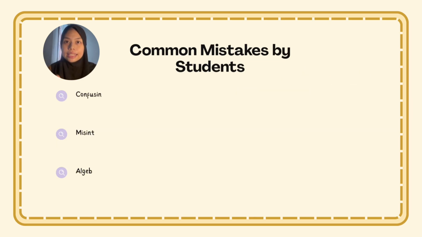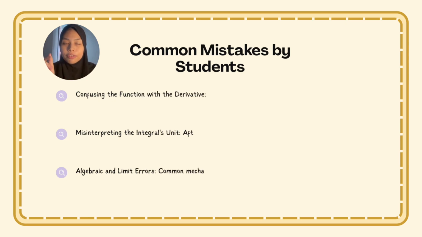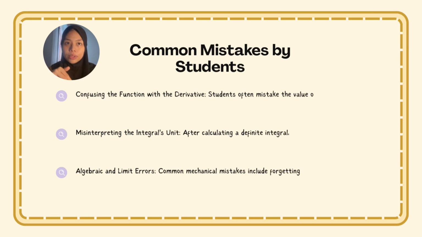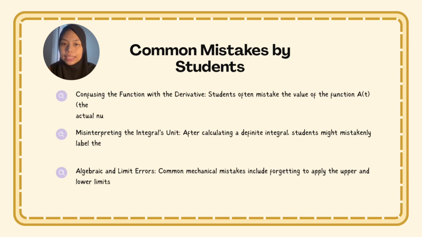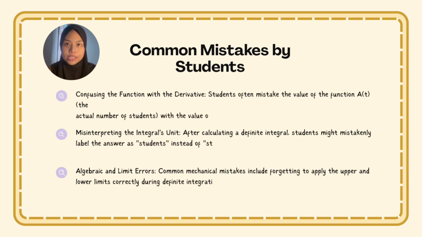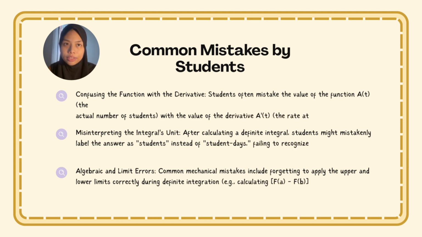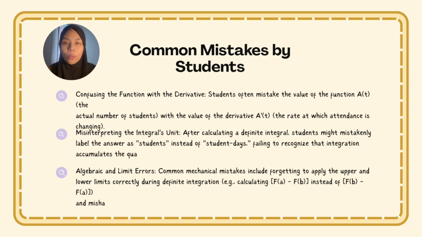One common mistake is that students cannot connect the graph with the meaning of the function and the derivative. For example, they may see the graph going down and think the number of students is negative, which is incorrect. Actually, it only means the attendance is decreasing. Another mistake is confusing the function and its derivative. The graph shows the actual number of students, while the slope of the graph shows the rate of change.